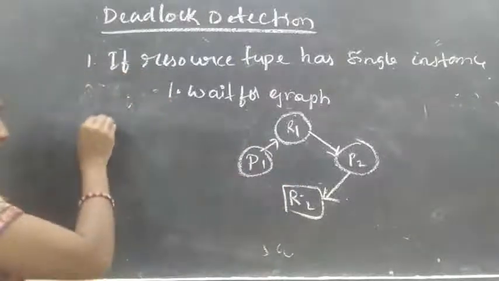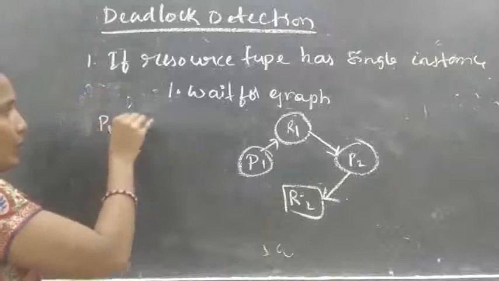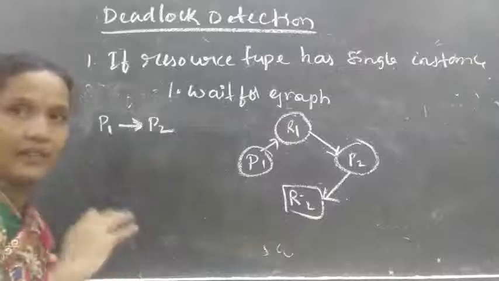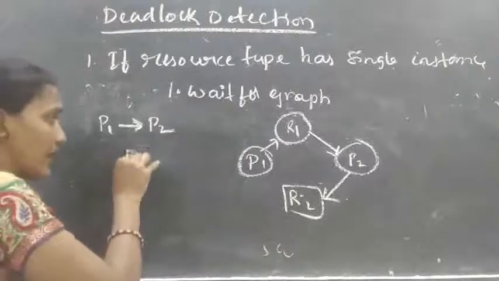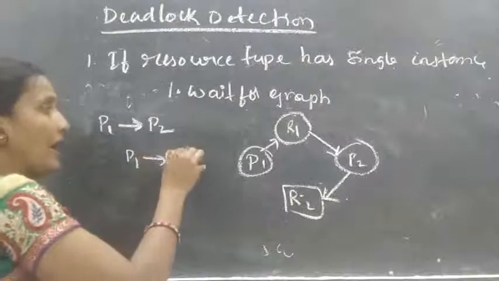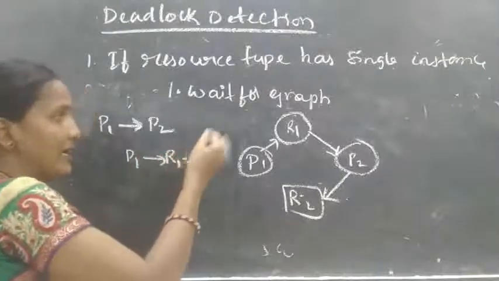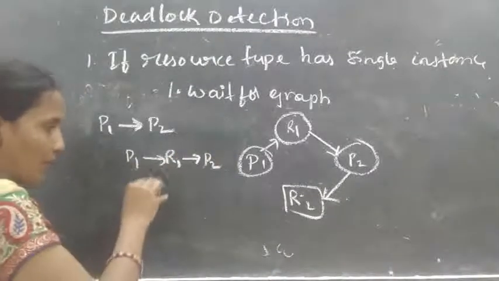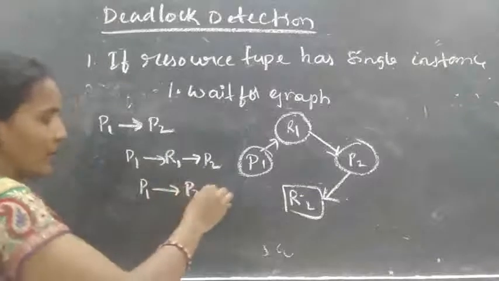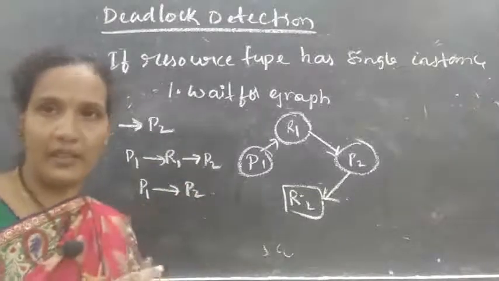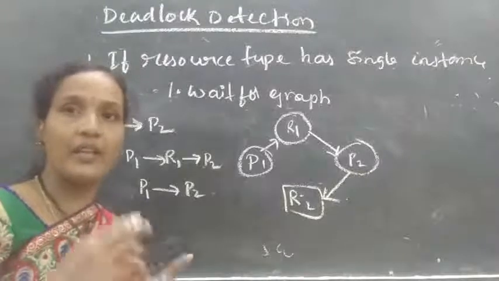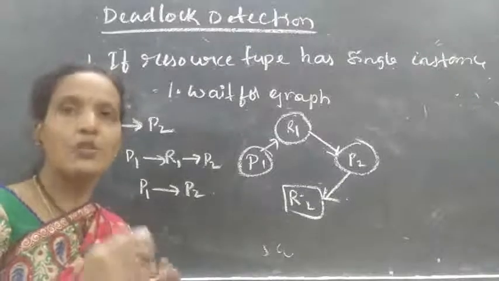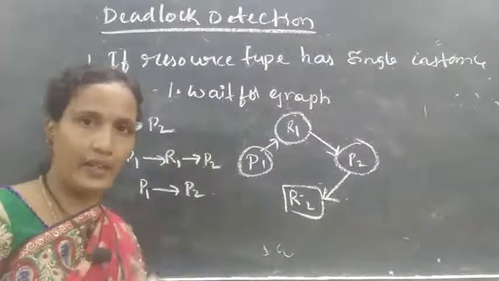So, if there is an edge from P1 to P2, when the edge is given between P1 and P1 is requesting for R1, and R1 is held, when R1 is already with P2, then directly you can construct an edge from P1 to P2. Like this, you can form a wait-for graph. So in the wait-for graph, if there is a cycle, then there is a deadlock. Understood? So from the graph, first we will construct the wait-for graph.